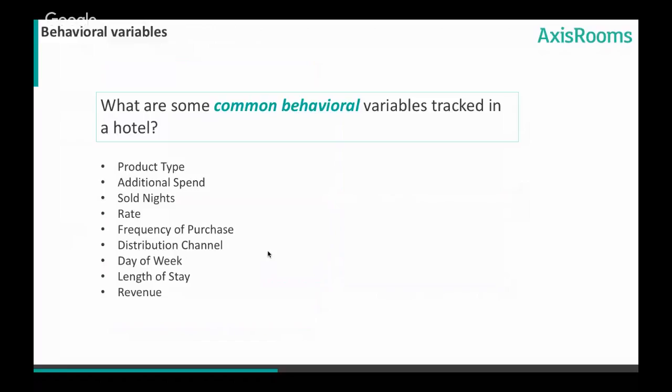And here are some common behavioral variables that you can have a look at as of today, which will help you identify behaviors, which then you can map back to segmentation. So product type, spend, rate, distribution channel, day of week, these are all different behaviors that if you take now and use based on your data that you have, you will be able to come up with a good market segmentation strategy.